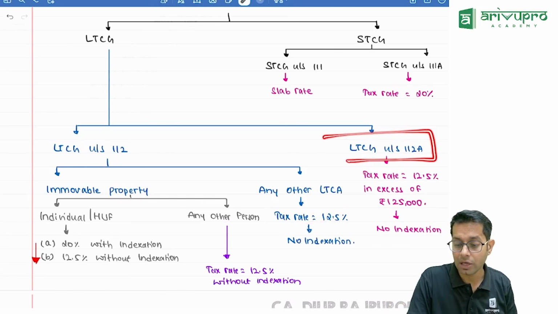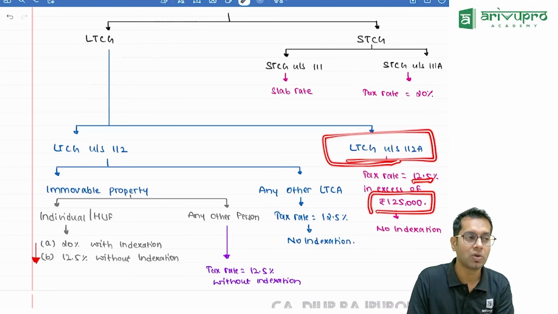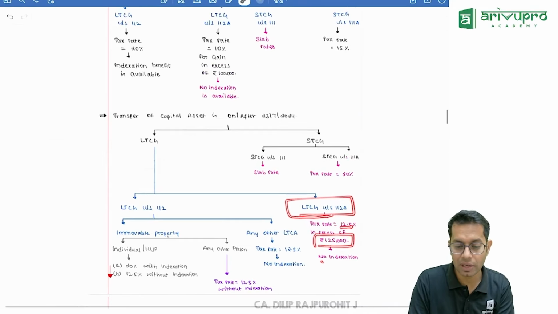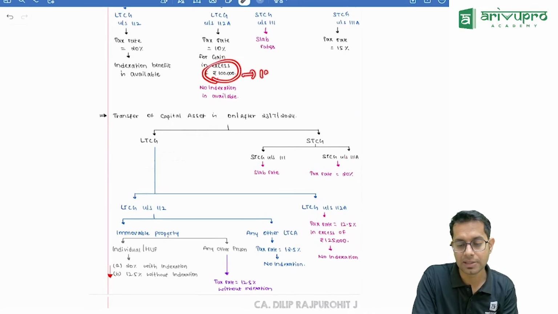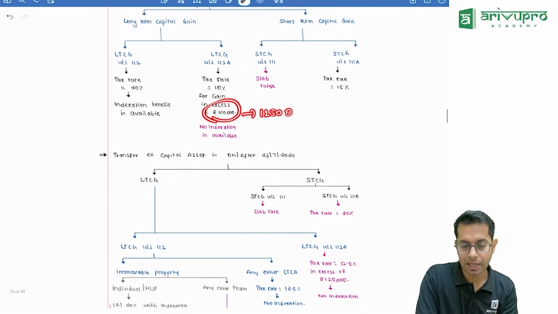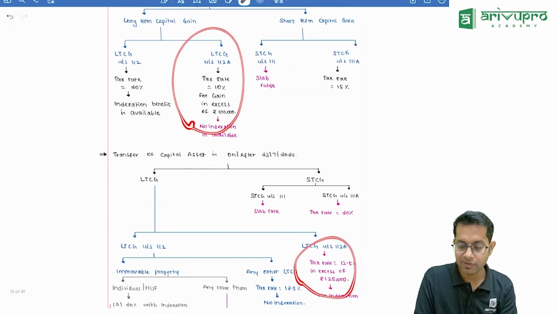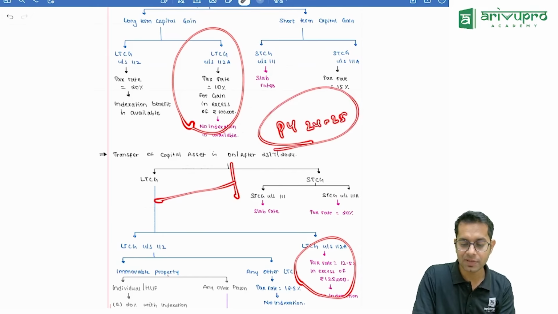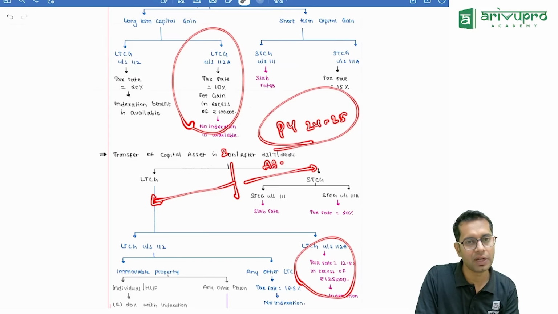Now, if it is a long-term capital asset taxable under 112A, it will be taxable at 12.5% and only the gain in excess of 1,25,000 will be taxable. Here you will not get any indexation benefit. Now, why did I say the limit is 1,25,000? Because in both cases, the transfer is made in which year? 24-25 only. Meaning, a few transfers are made before 23rd July and a few are made after 23rd July.